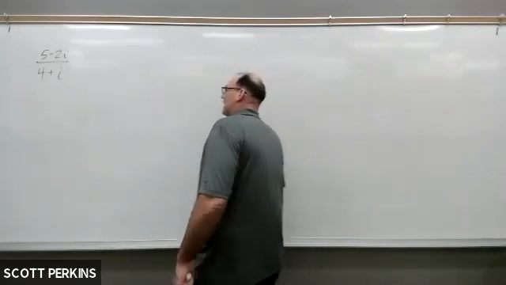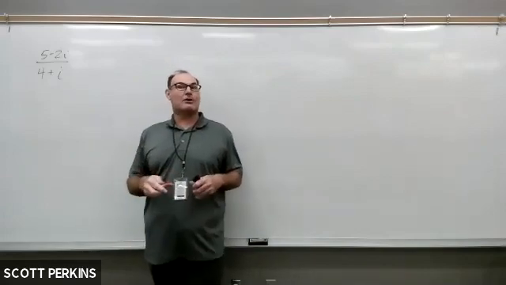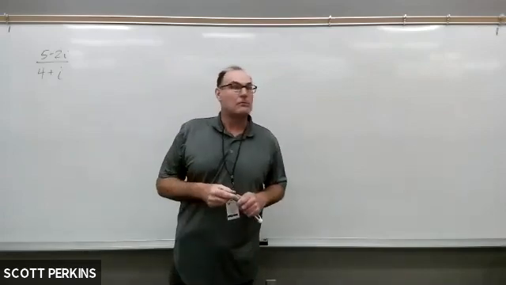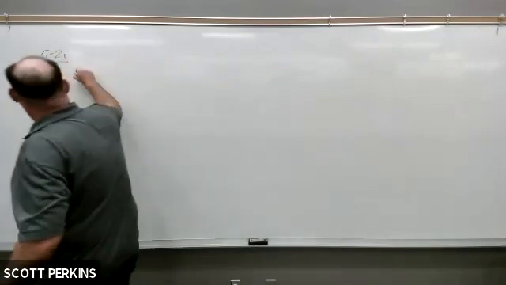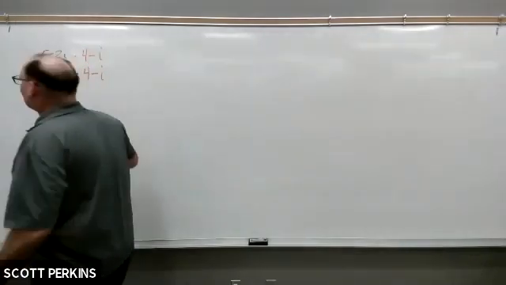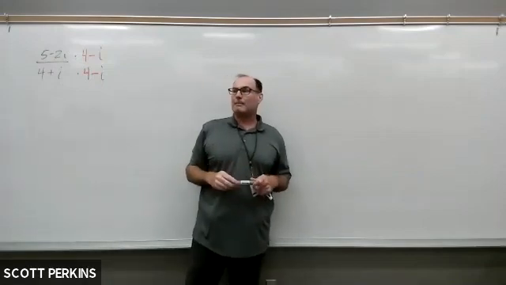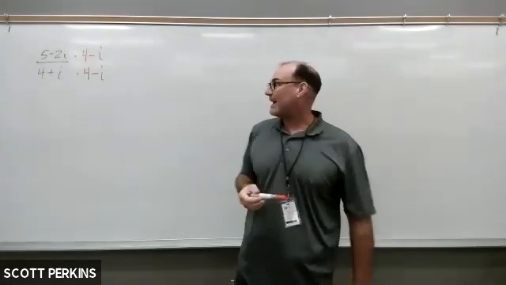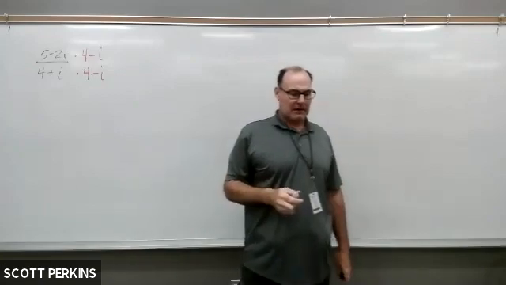What is the conjugate that I'm going to multiply both numerator and denominator by? Boom. All you do is you change the sign on the imaginary part, so it's 4 minus i. Great. Now do the busy work.